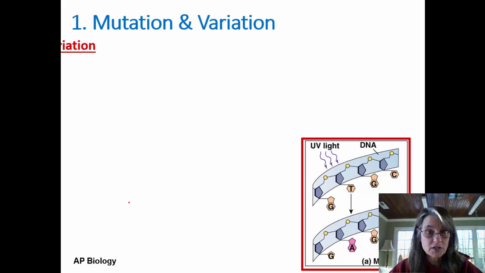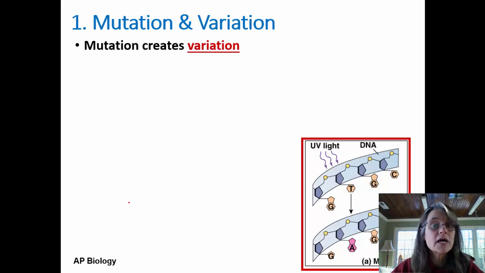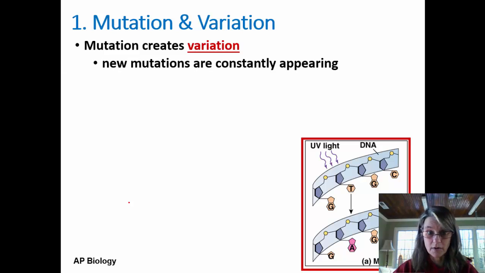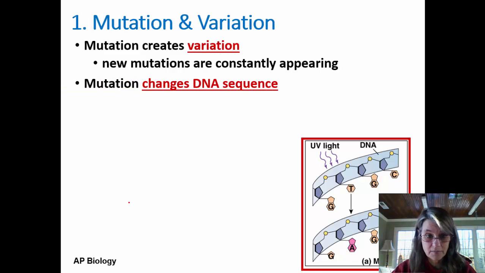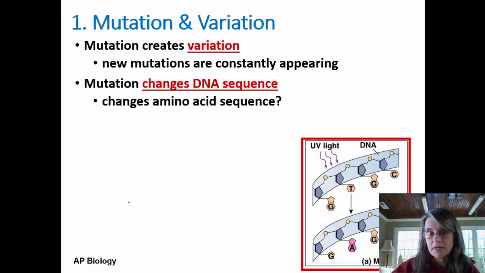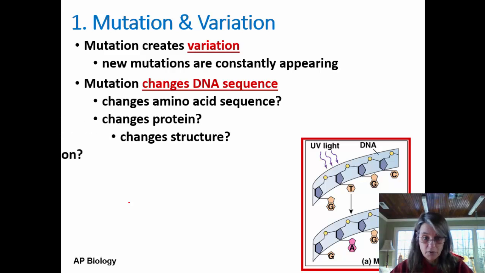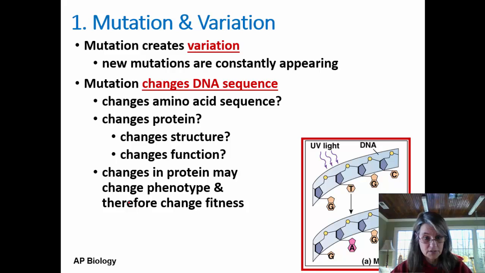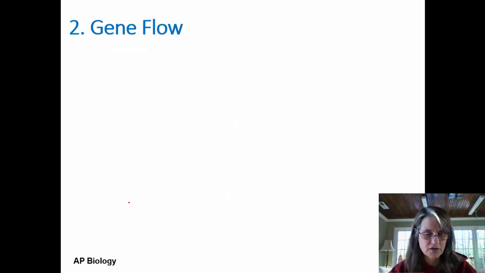First, mutation in the genes, variation. Mutation creates variation in organisms, and all of a sudden we're not equal anymore. New mutations are constantly appearing, and mutations, if you'll recall, are changes in the DNA sequence, which also causes changes in amino acid or protein sequences, which change the proteins and their structures and functions. So any changes in proteins can change phenotype, physical appearance, physical abilities, and therefore change fitness. Okay, so that's pretty straightforward.